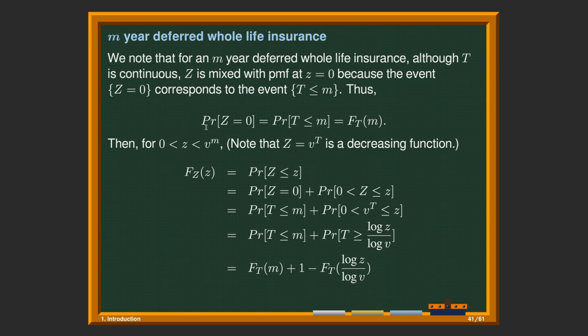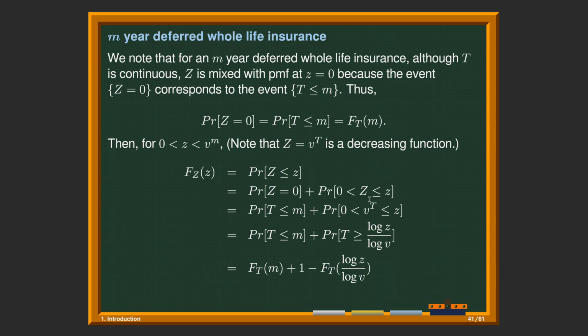So then, at the mass point z equal to 0, the probability that z is equal to 0 is actually the CDF of t evaluated at m. Okay? Now, if you want z, small z, to be between 0, not including 0, and v to the m, we have to break up this probability expression into two parts to get the actual expression for the probability of z, since we know that we have a mass point at z equal to 0.